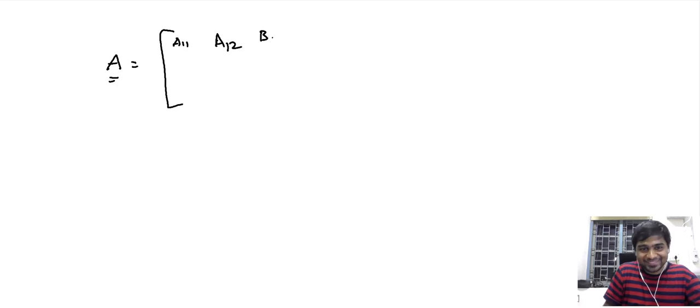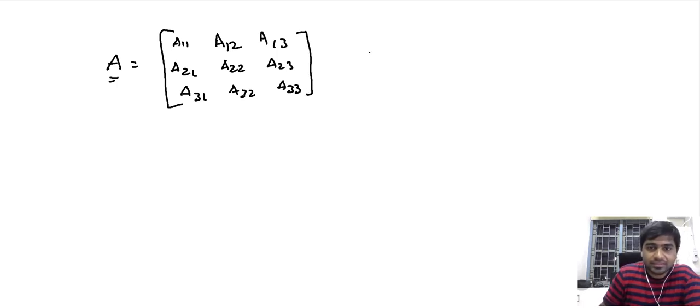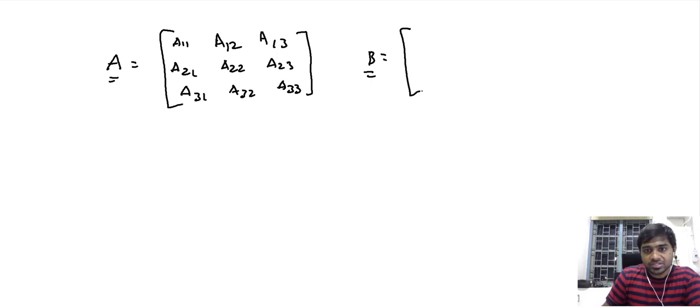A13, A21, A22, A23, A31, A32 and A33. Now let us consider a simple column matrix. Instead of considering a 3 cross 3 matrix for B, let us consider a simple column matrix. So it will be B1, B2 and B3.